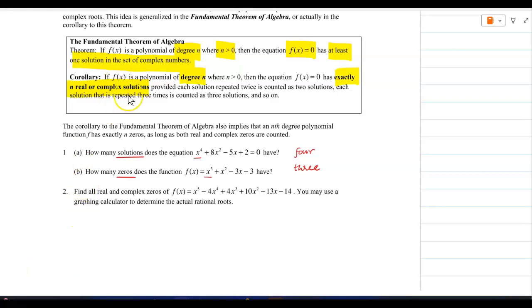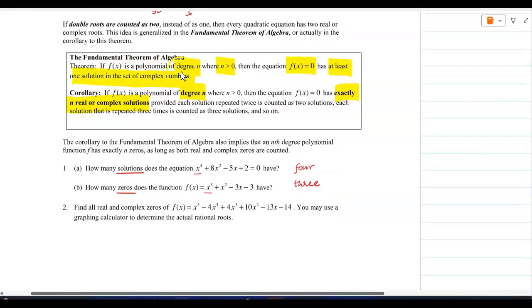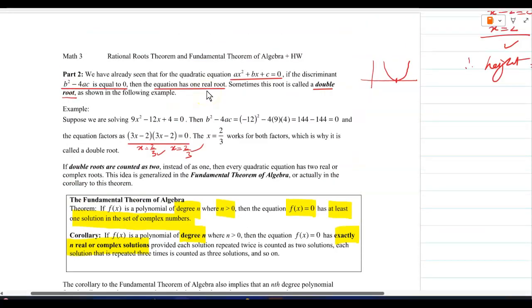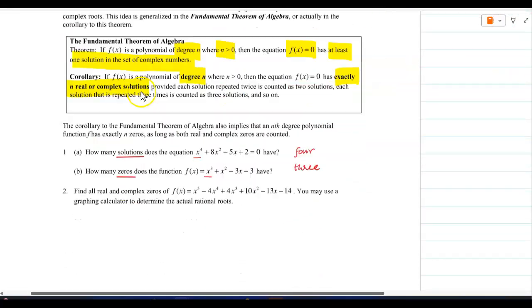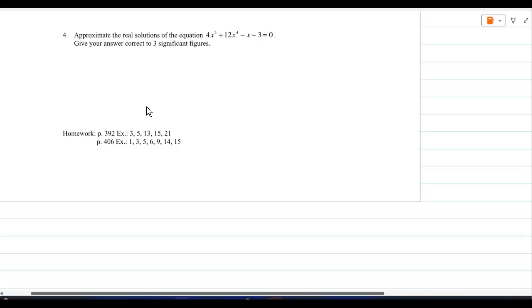Now in the fundamental theorem of algebra, this is what we have to start from. If f(x) is a polynomial of degree n, degree 3, degree 4, this is on Math 3 Part 2, this will be on the second last page. The pages are not numbered.